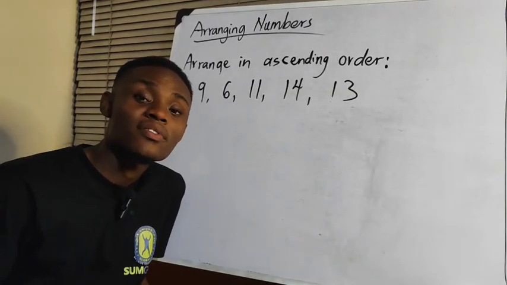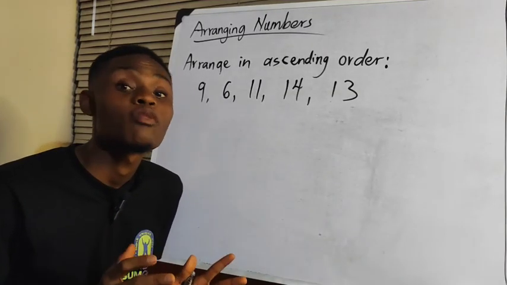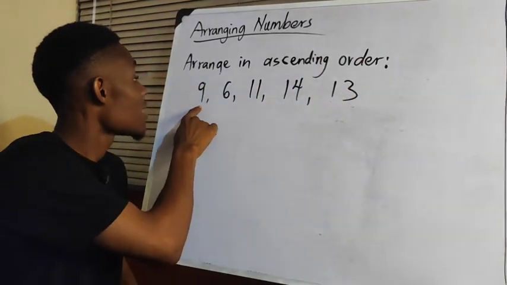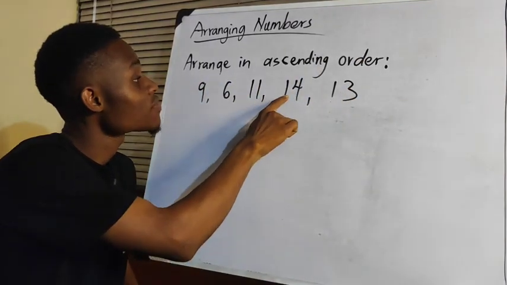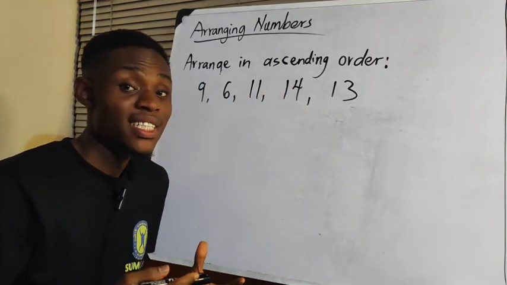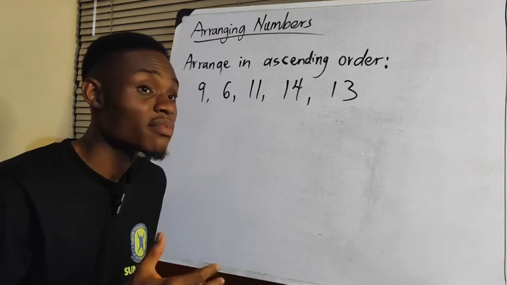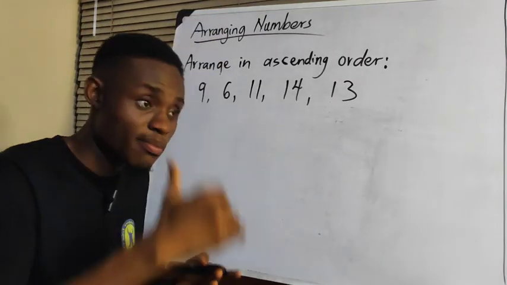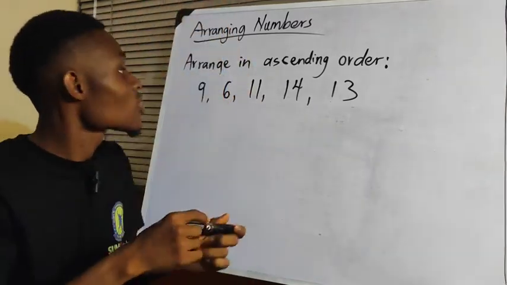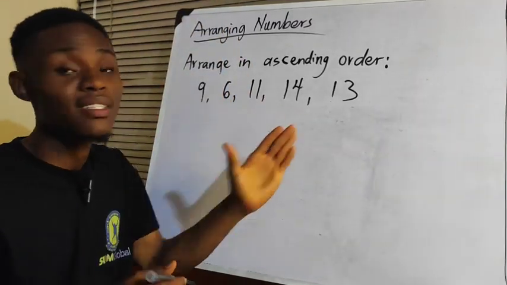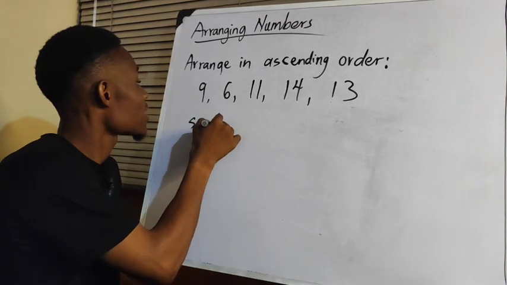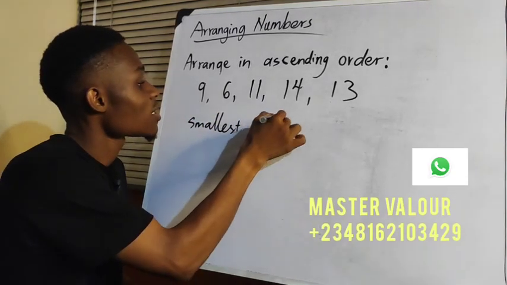Now, in this example, you have to ask yourself, how well do I know my numbers? Because we have to arrange in ascending order. 9, 6, 11, 14, and 13. Now, when you are arranging in ascending order, how do you go? From the smallest to the biggest, or from the biggest to the smallest? From the smallest to the biggest, right? So we are going up. Good. Which of these numbers is the smallest? 6, correct. So smallest to biggest.